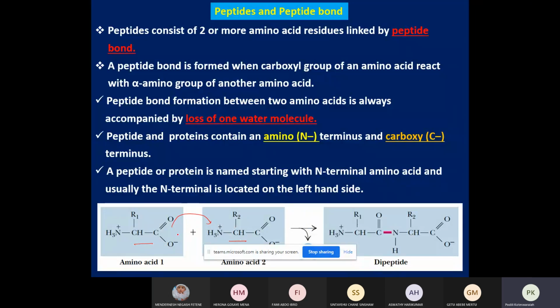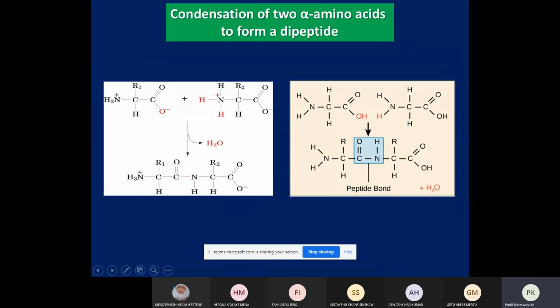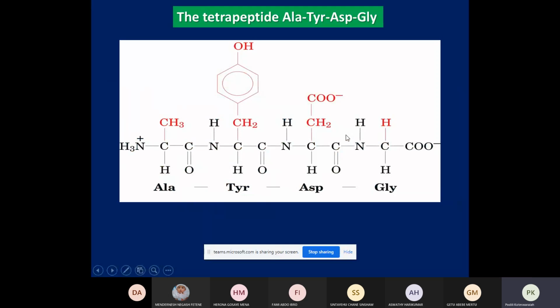That means the carboxyl group of one amino acid and the amino group of another amino acid are connected by the peptide bond, and this peptide bond is nothing but the C=O, NH bond. This peptide bond formation is always accompanied by the loss of a water molecule. You can see here, when the two amino acids are condensed, the water molecule is eliminated and the peptide bond is formed. This is the representation of the zwitterionic form of the amino acid, which is the normal form of the amino acids.